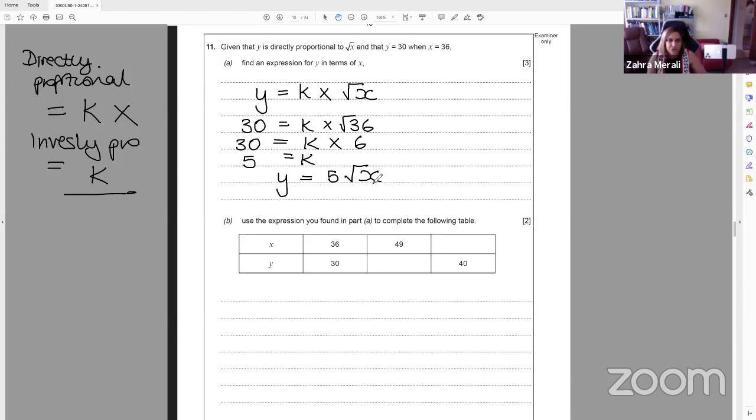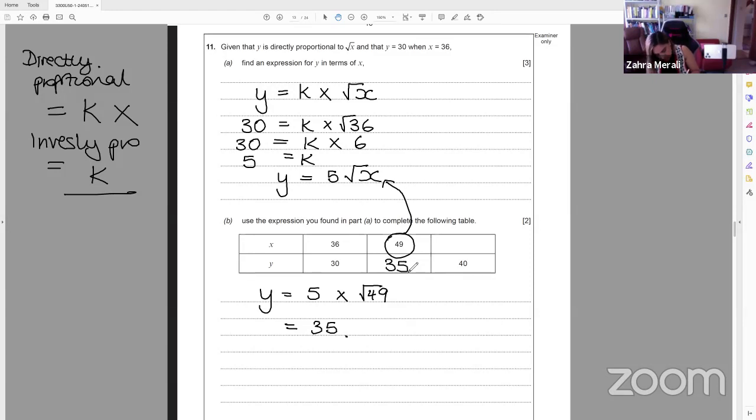Now it's saying use your expression to complete the table. Here we're told X is 49, so we can put that in. Y equals 5 times the root of 49. What's the root of 49? We should know that. So 5 times 7 is 35. My brain went blank for a second.